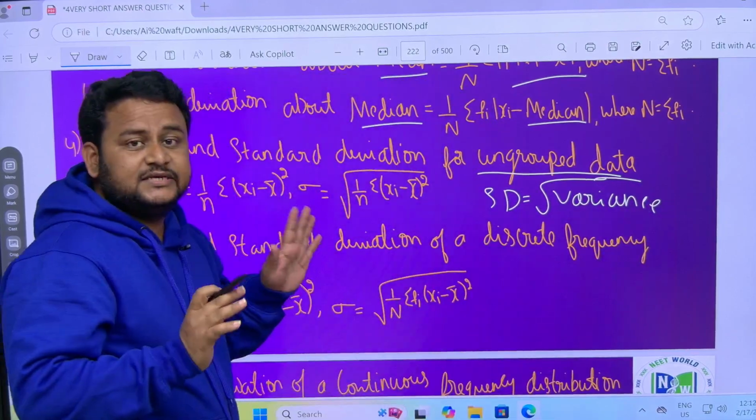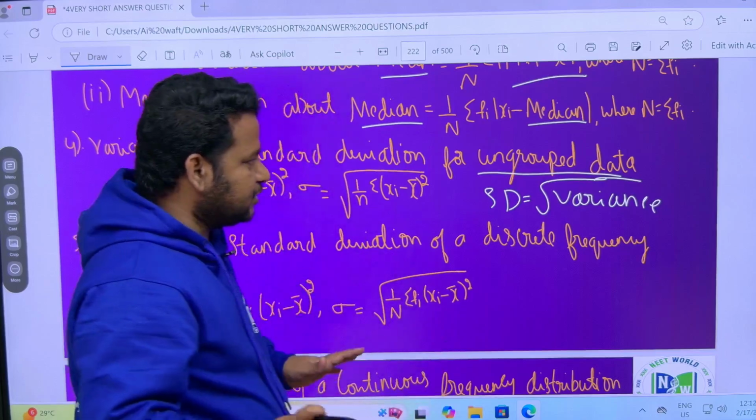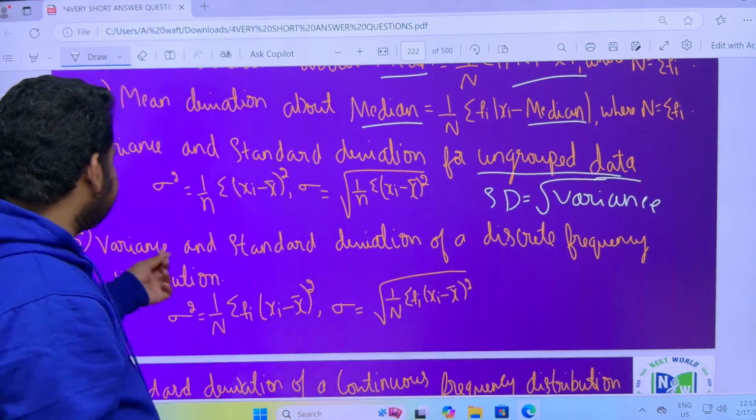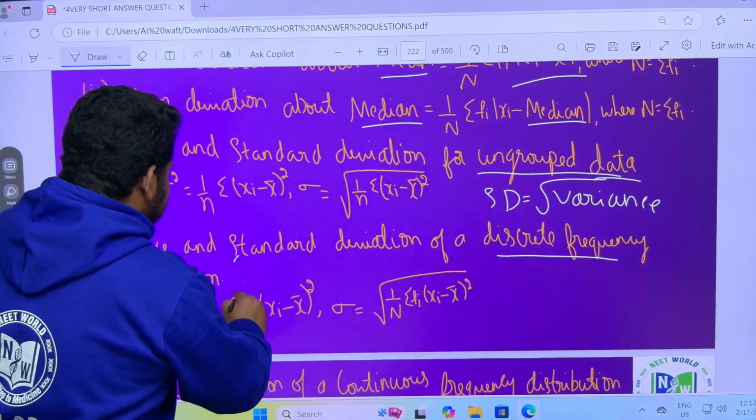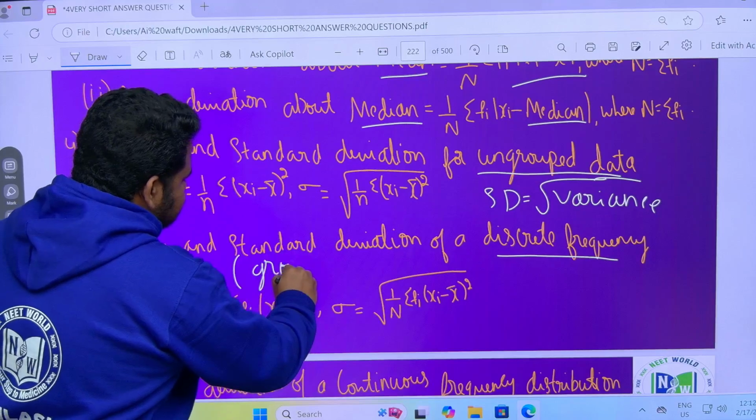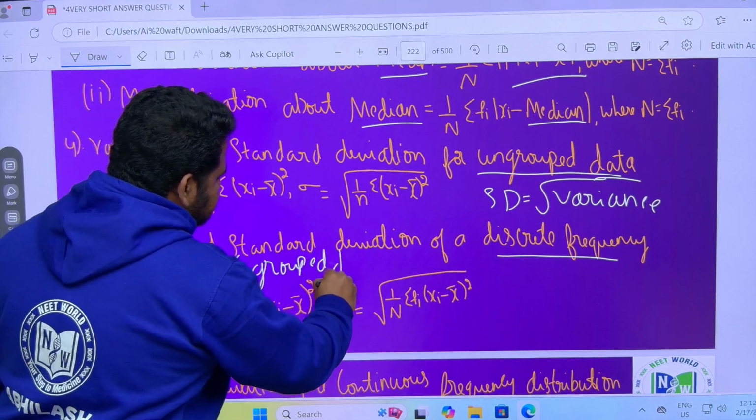This is for ungrouped data. Be careful, I am talking about ungrouped data. So next, variance and standard deviation for discrete frequency. Discrete frequency means this is grouped data.